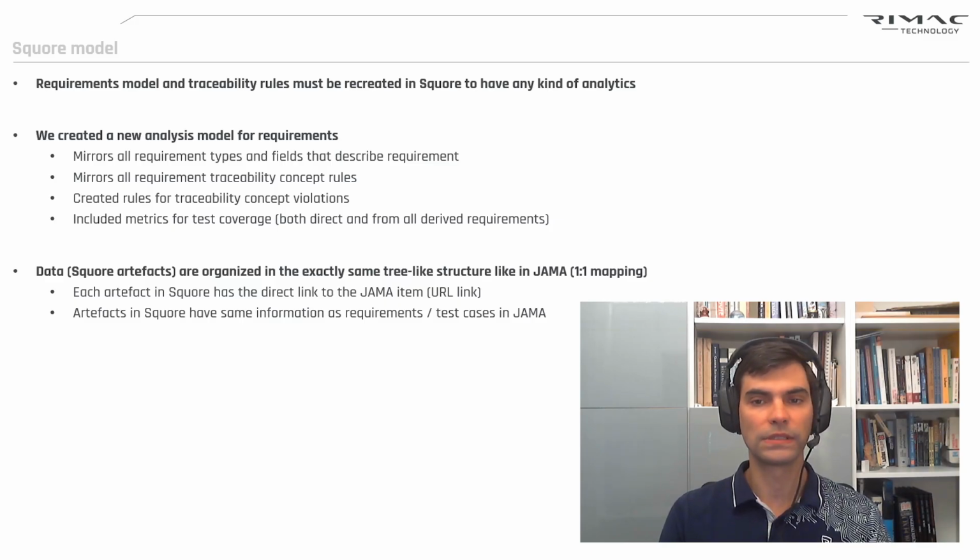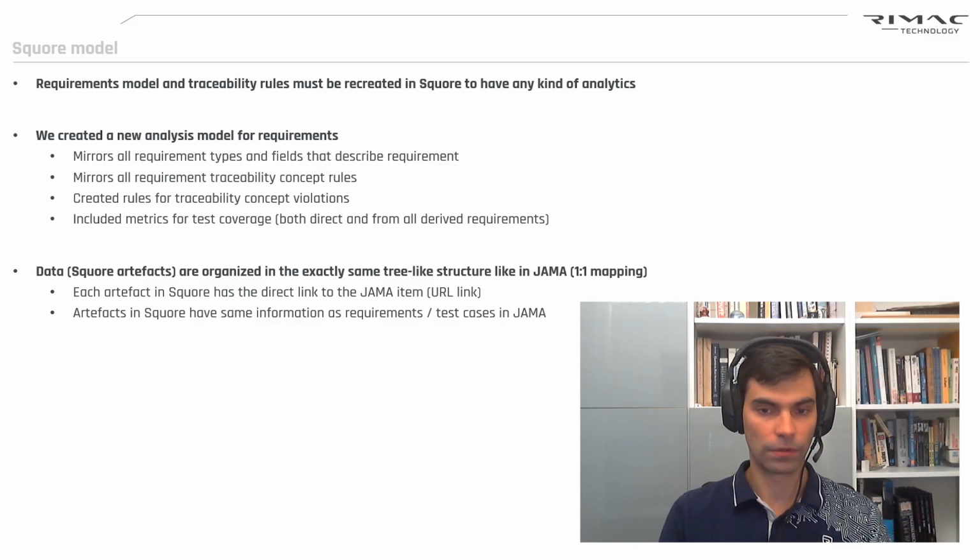We created the rules that identify violation of traceability concept. And at the end, we also included the metrics for both direct test coverage and coverage of all derived requirements. Direct coverage refers to the direct link between requirement and its test case. Derived coverage, on the other hand, involves test coverage for all requirements that are derived from a particular requirement.